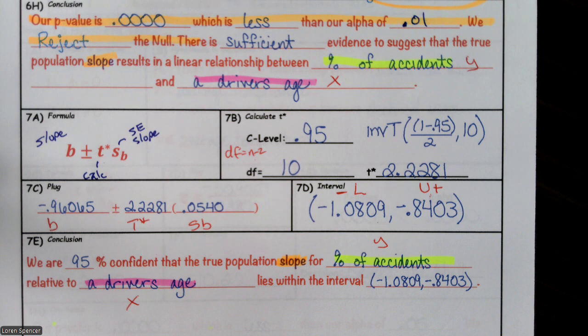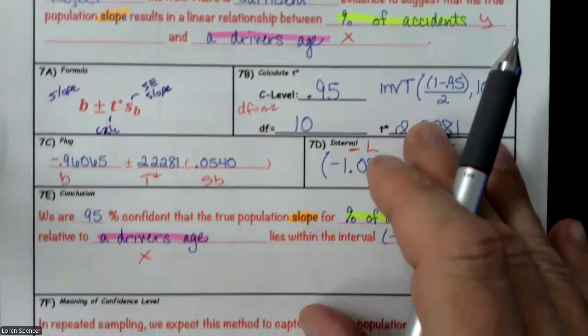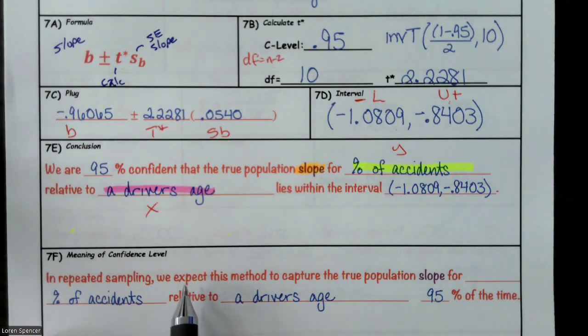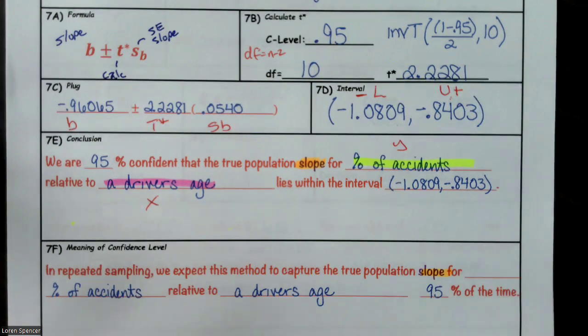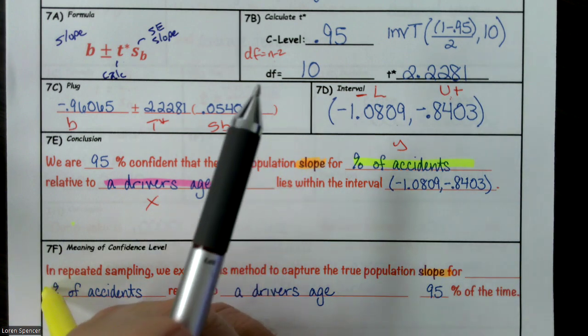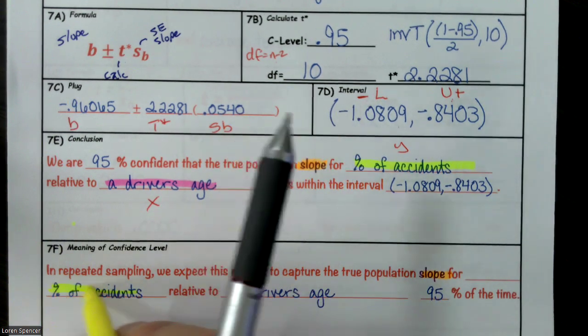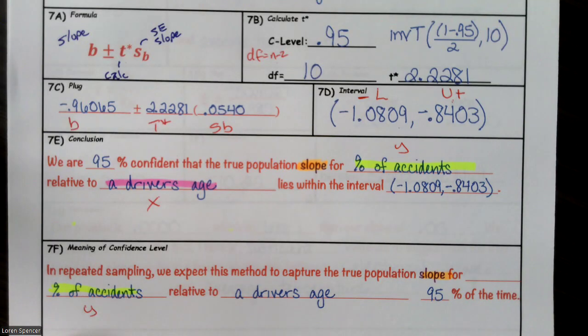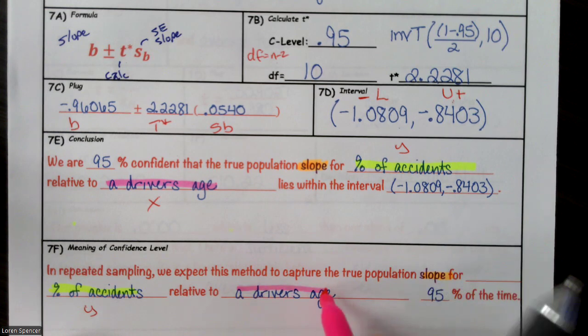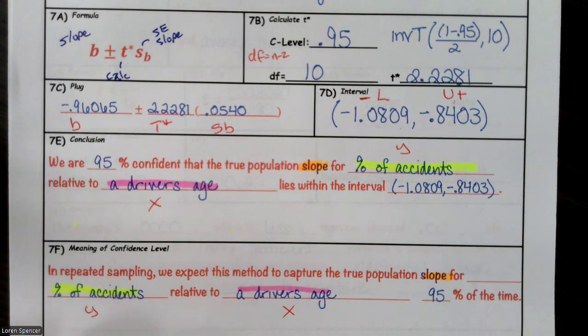Finally, if we did this over and over again, what would we expect? In repeated sampling, we expect this method to capture the true population slope for the percent of accidents relative to a driver's age 95% of the time.